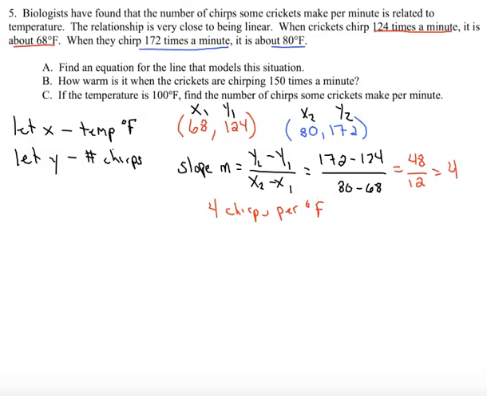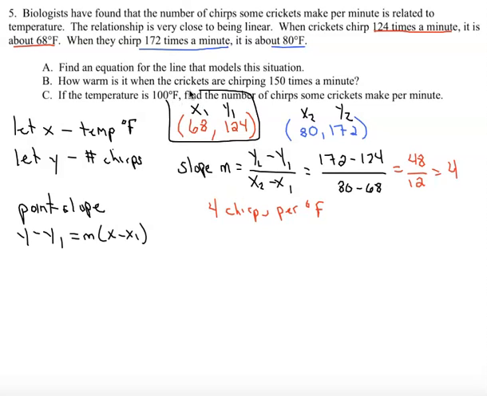So now I have a slope and I have 2 coordinates. Choose any one, and I can now use point slope. Point slope form will help me write my equation. So what's point slope? y minus y sub 1 equals m times the quantity x minus x sub 1. I have my slope of 4, and I have my coordinate x sub 1, y sub 1, which I'll choose. I'm going to substitute in my 4 for m. My 124 goes in for y sub 1. My 68 goes in for x sub 1. And everything else stays the same.